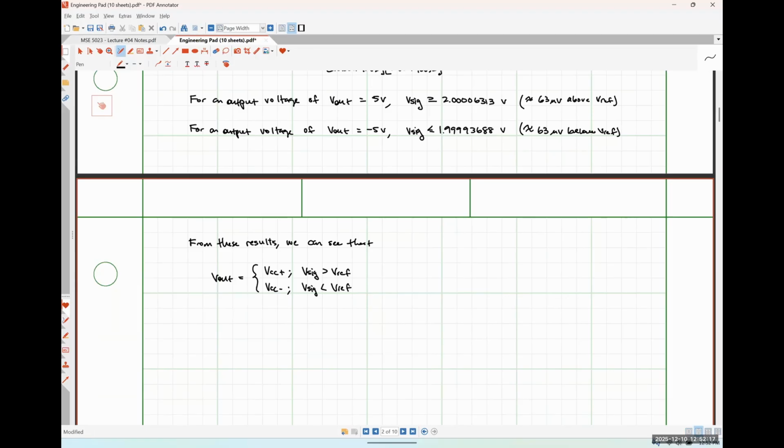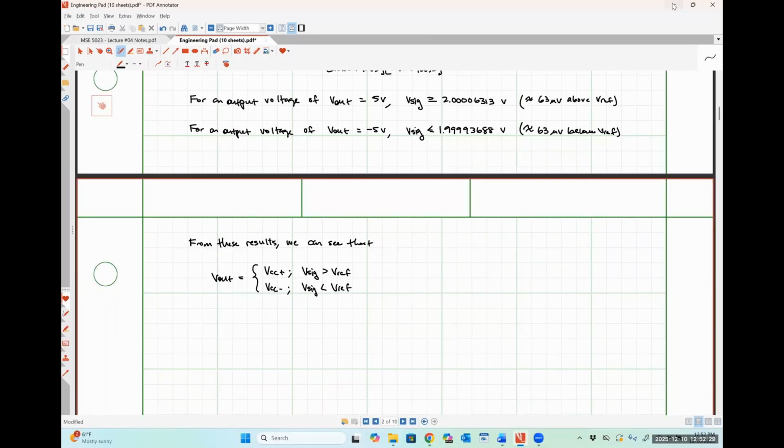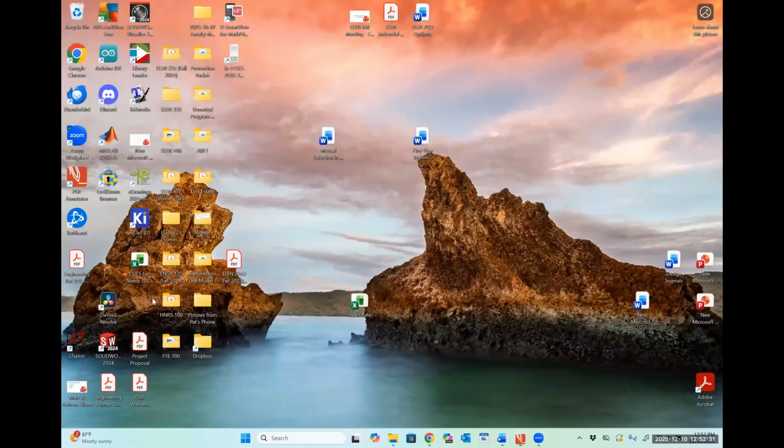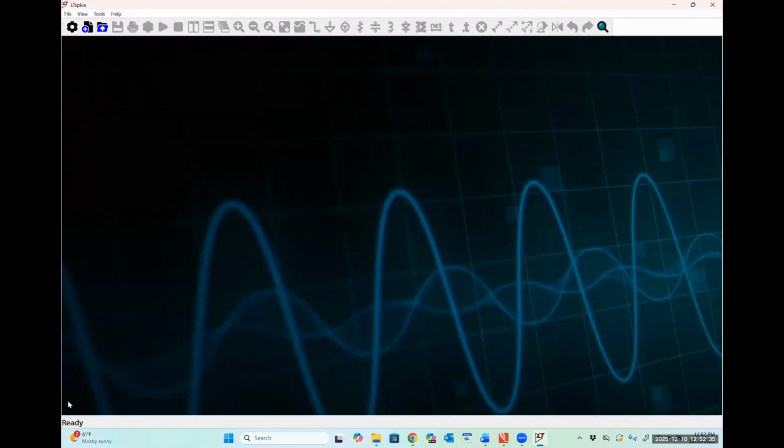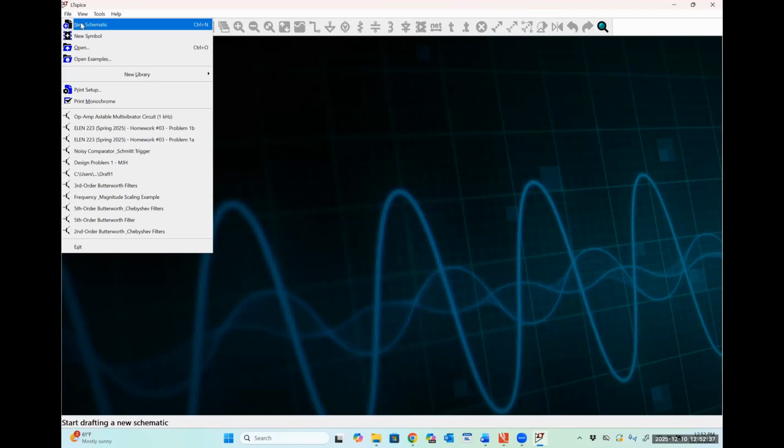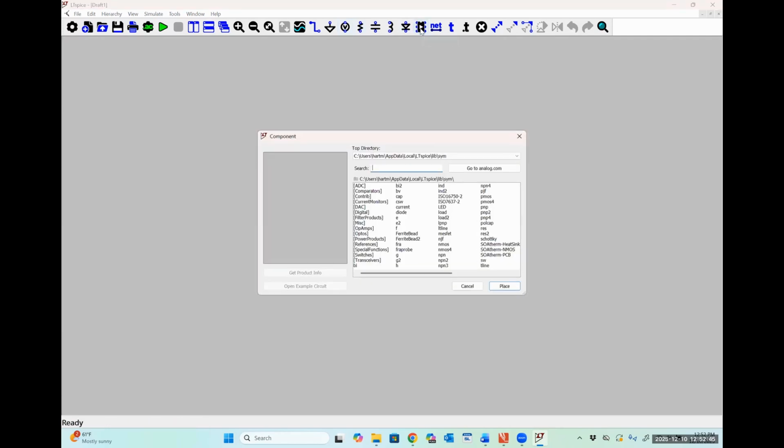So this is the behavior of a non-inverting comparator. And I want to show you guys really quickly how we could set up a non-inverting comparator circuit in LTspice, just to verify that this is indeed how it behaves. So the first thing that I'm going to put on my schematic diagram is my op amp. So I'm going to click on the component menu.